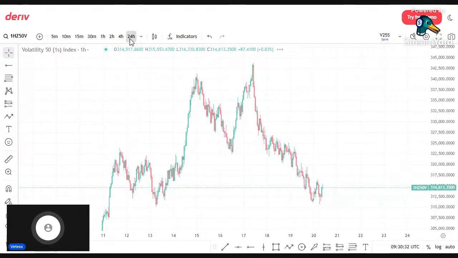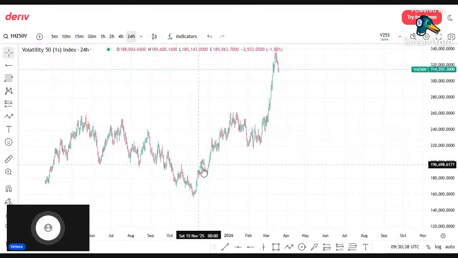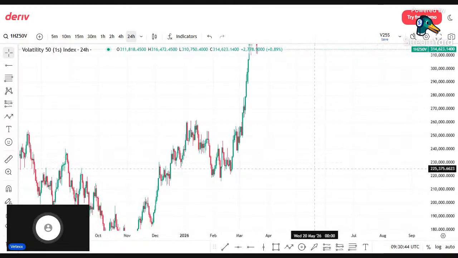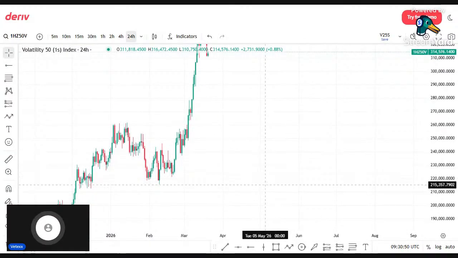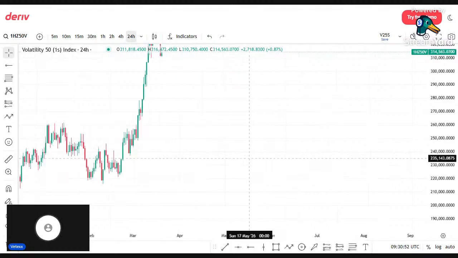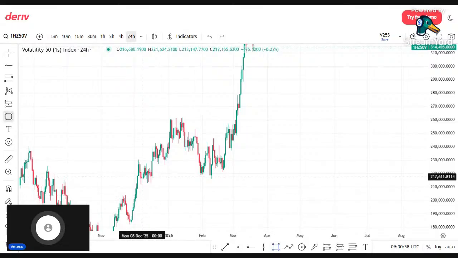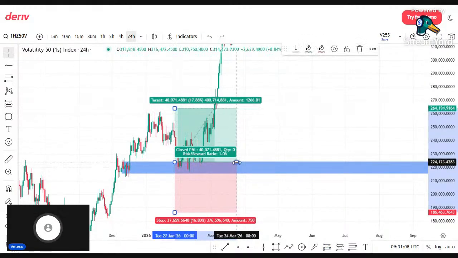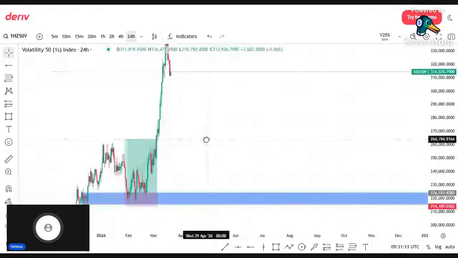On V51 index, starting from the 24-hour time frame, the market has been on a bullish move for the longest. It was bullish on the weekly time frame, but the weekly time frame target was taken out, and then it started another move on the daily time frame. All right. So price actually started buying from this zone, and then the target was here. Took it out, smashed the target, and since then, price never came back.